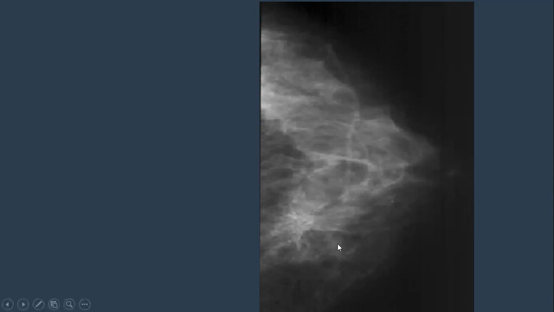Okay, it seemed to be toward the posterior. Posterior, mid to posterior, yes. I accept it. Posterior, yes. So now it is associated with pleomorphic microcalcification.